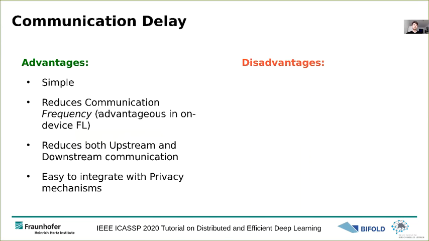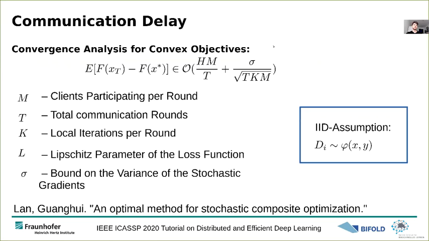It reduces the communication frequency, which is advantageous in on-device federated learning. And it reduces both upstream and downstream communication. So it's easy. Yeah, it reduces both directions essentially. And it's also easy to integrate with privacy mechanisms, which we will look at later. But as we will see, it also has some disadvantages, but we will get to that a little bit later.